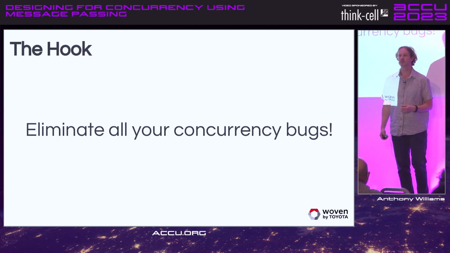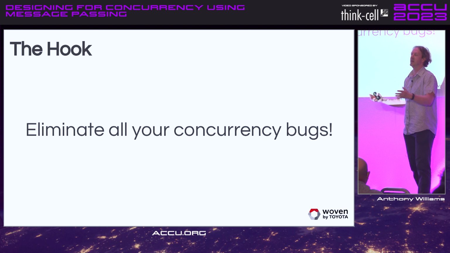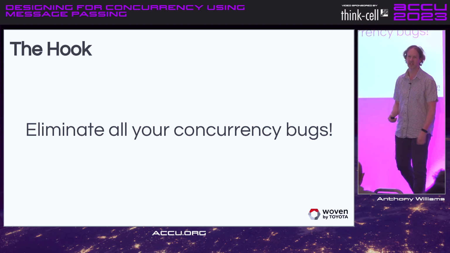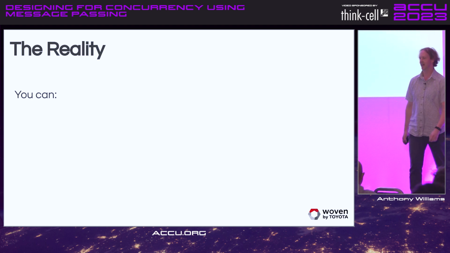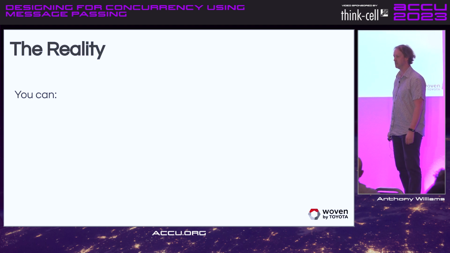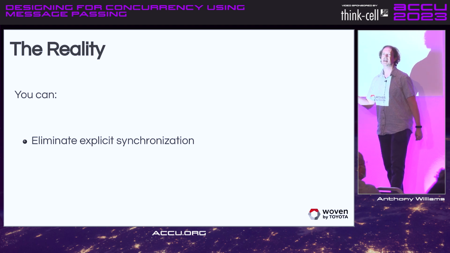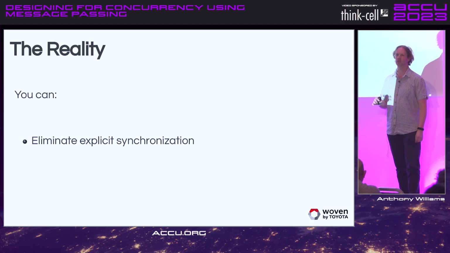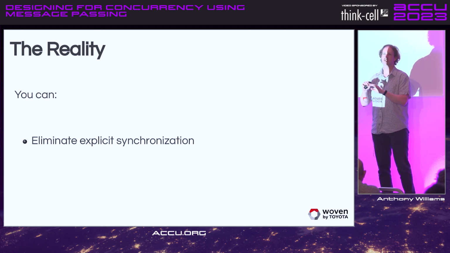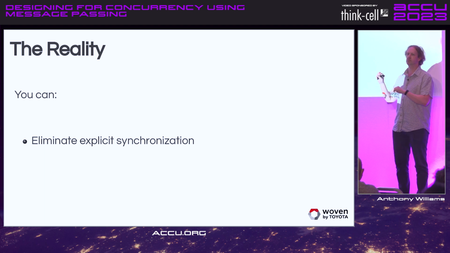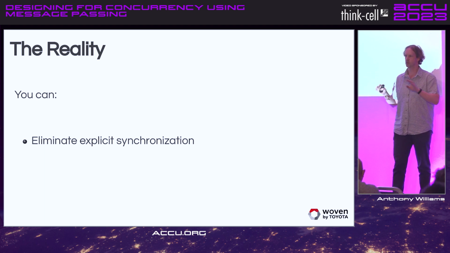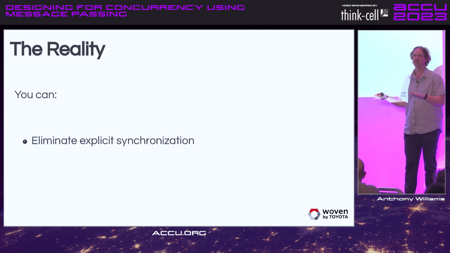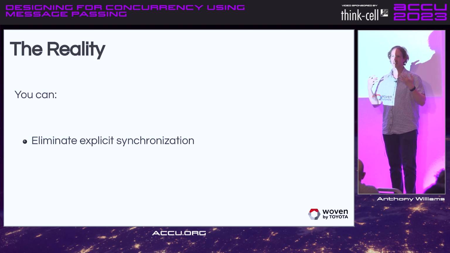Well, the big reason is because it will eliminate all your concurrency bugs. That's it. No, we're done. Yeah, no. The reality is that that's not quite true. You can eliminate explicit synchronization because the message passing framework will take care of that for you. So in your code, you don't put any reference to any locks, mutexes, condition variables, anything. You just leave that to the framework. So there's no explicit synchronization in your code, which therefore means it's simple.